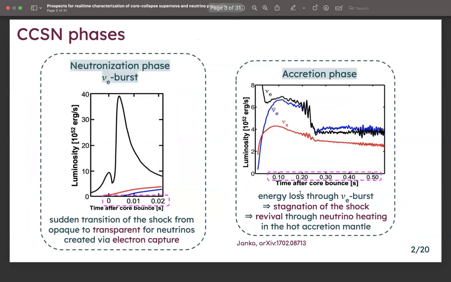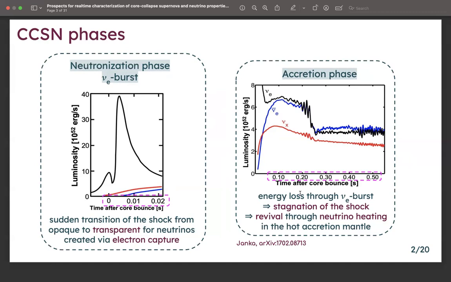When a supernova happens, there are two very important phases that I will mention a lot during the talk. First of all, the neutronization phase, where we have a neutrino burst or a neutrino peak in the luminosity. This happens when the shock that is moving outwards turns at some point from opaque to transparent, releasing a huge amount of neutrinos that are trapped behind the shock and that had previously been created via electron capture.